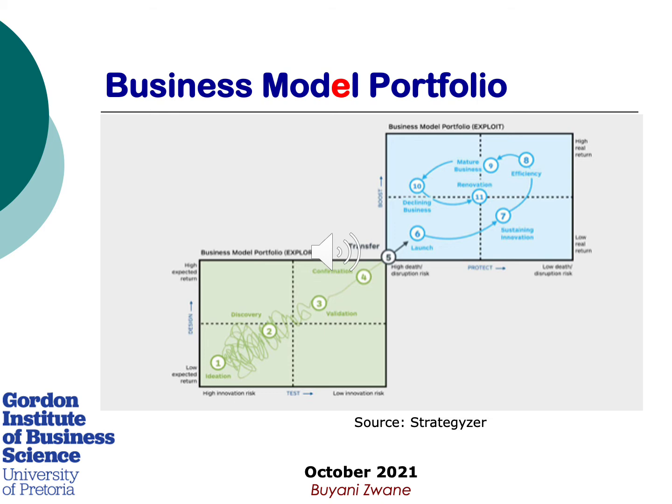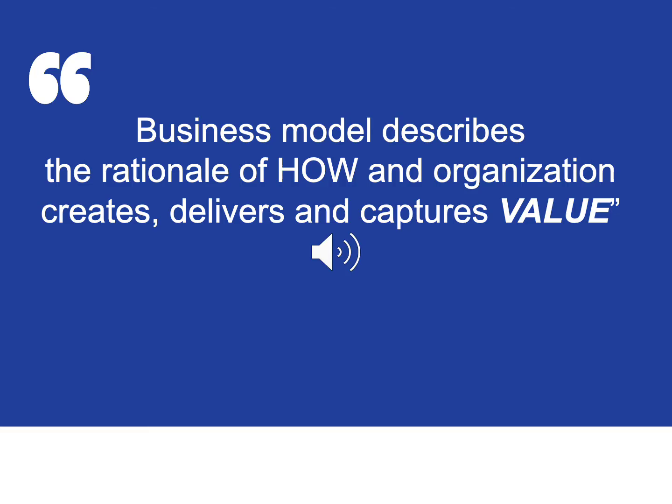The final area of exploiting is renovation. Before the business dies, you can shift your company model and focus on a new product, a new service, or a business model that helps you to survive or grow. So then, a business model helps you to describe your rationale on how you and your organization will create, deliver, and capture value for the customer.